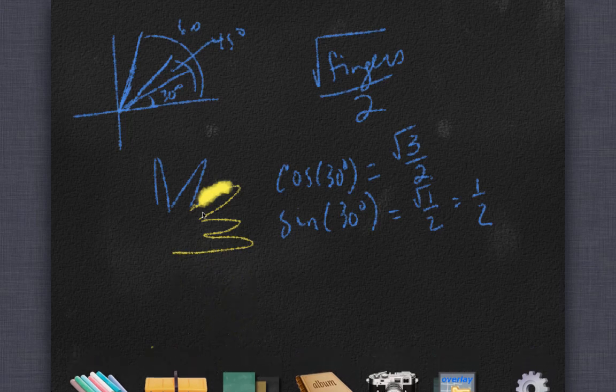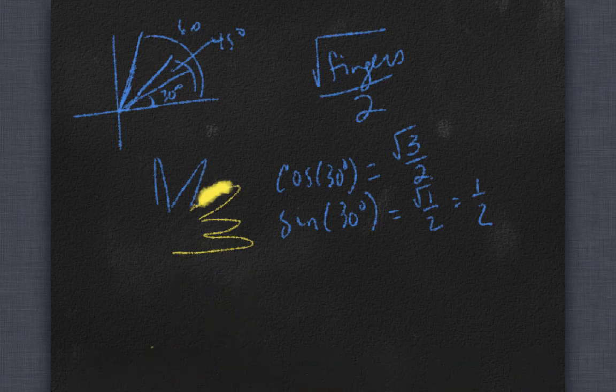Okay, so now I put my fingers back. If I go up to 60 degrees, it's this guy. So this is the one I bend down. Cosine is now square root 1 over 2, which is 1/2. And sine is square root 3 over 2. So it's the opposite of this one, as we learned it was before. So this little finger trick is one way to remember if you get stuck.